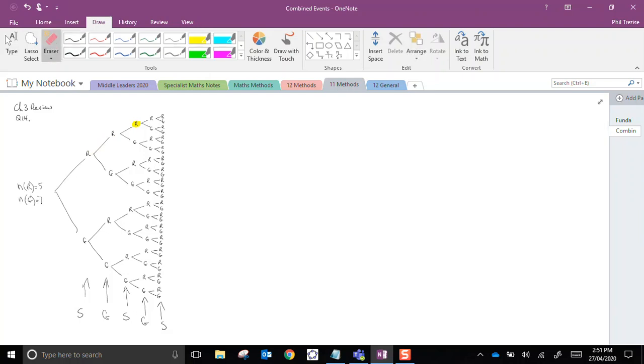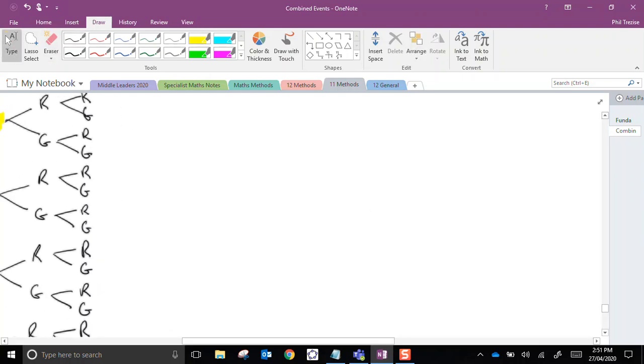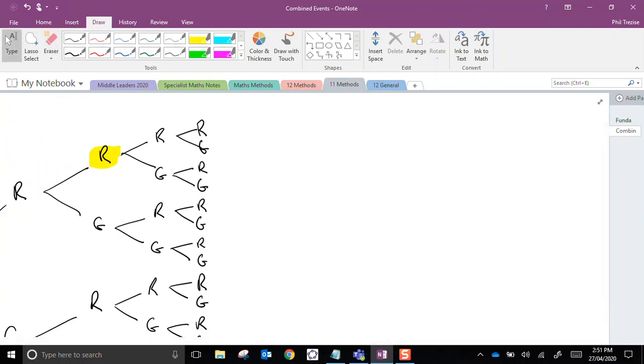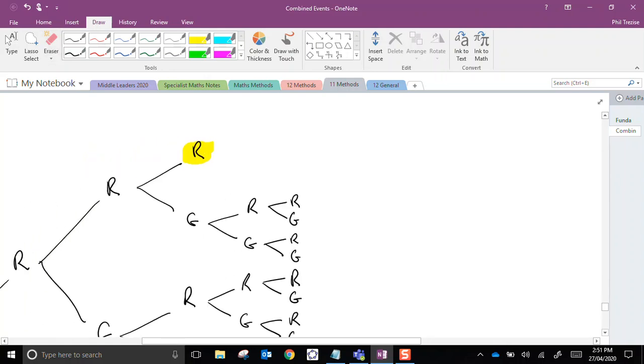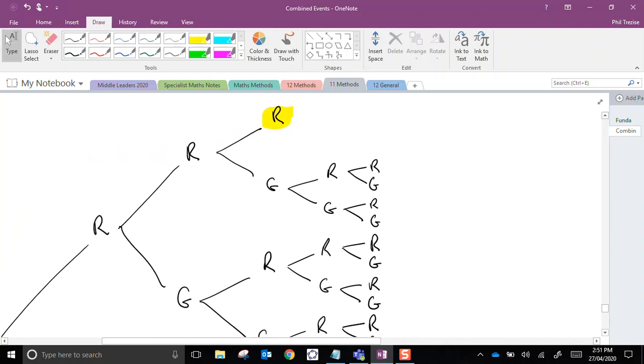Now that means the subsequent rounds, I'm just going to increase the size here a bit, that would mean these subsequent rounds here wouldn't get played. They wouldn't actually exist. My tree diagram can be pruned. I can chop that off. If the first round goes red for Sebastian, then red for Georgie, then red for Sebastian, he wins.